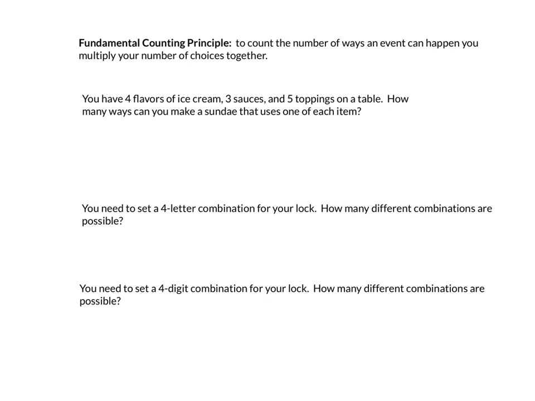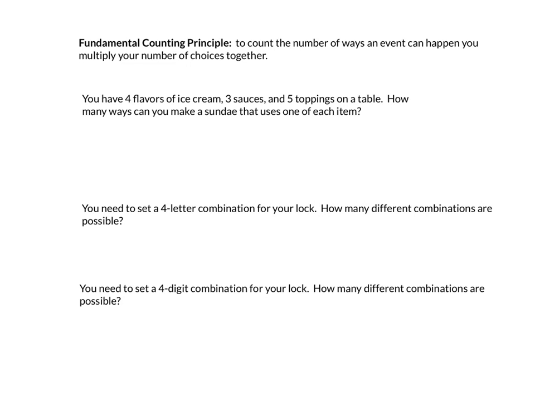All counting methods are based on something known as the fundamental counting principle that says to count the number of ways an event can happen, you multiply your number of choices together. So for some basic simple problems, here we go.